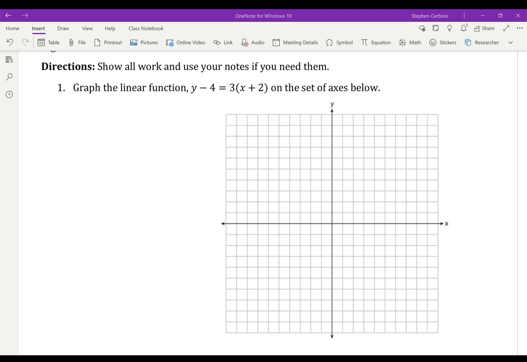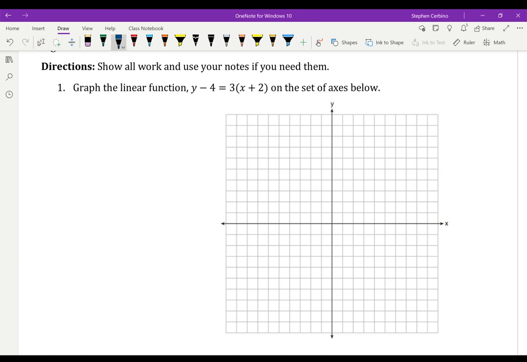So for the first question, this equation is not in y equals mx plus b form. So that's going to be like our first job, because if we have it in y equals mx plus b form, I can graph it in the calculator, or I can graph it knowing what I know about linear functions.